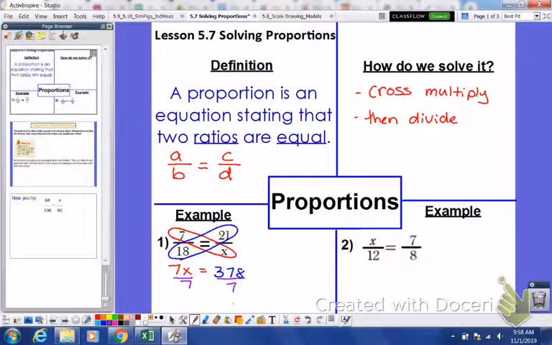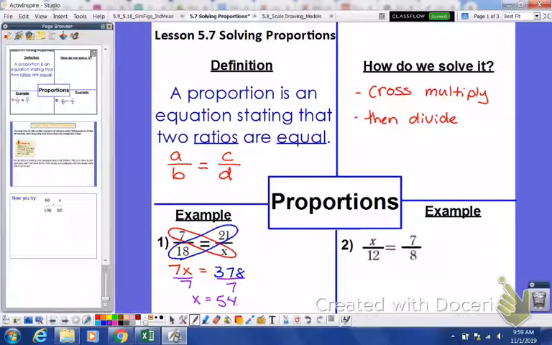Then you're going to divide by the number that's with your x. So divide both sides by 7. Make sure you show it on both sides. This is our first introduction into solving equations where we have to show steps on both sides. So 7x divided by 7 leaves us with x. 378 divided by 7 gives us 54. So x equals 54.